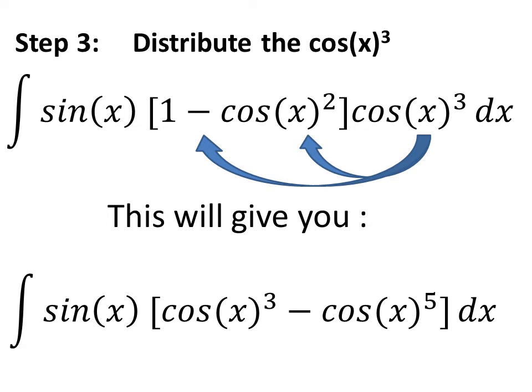For step 3, I started to distribute the cosine to the third into the brackets there. And as you can see, cosine to the third times cosine to the second. When you multiply, you add exponents. Be careful with the minus sign. Some students are sloppy and they make it positive. This should give you what you see on the bottom, and that's again inside the brackets.